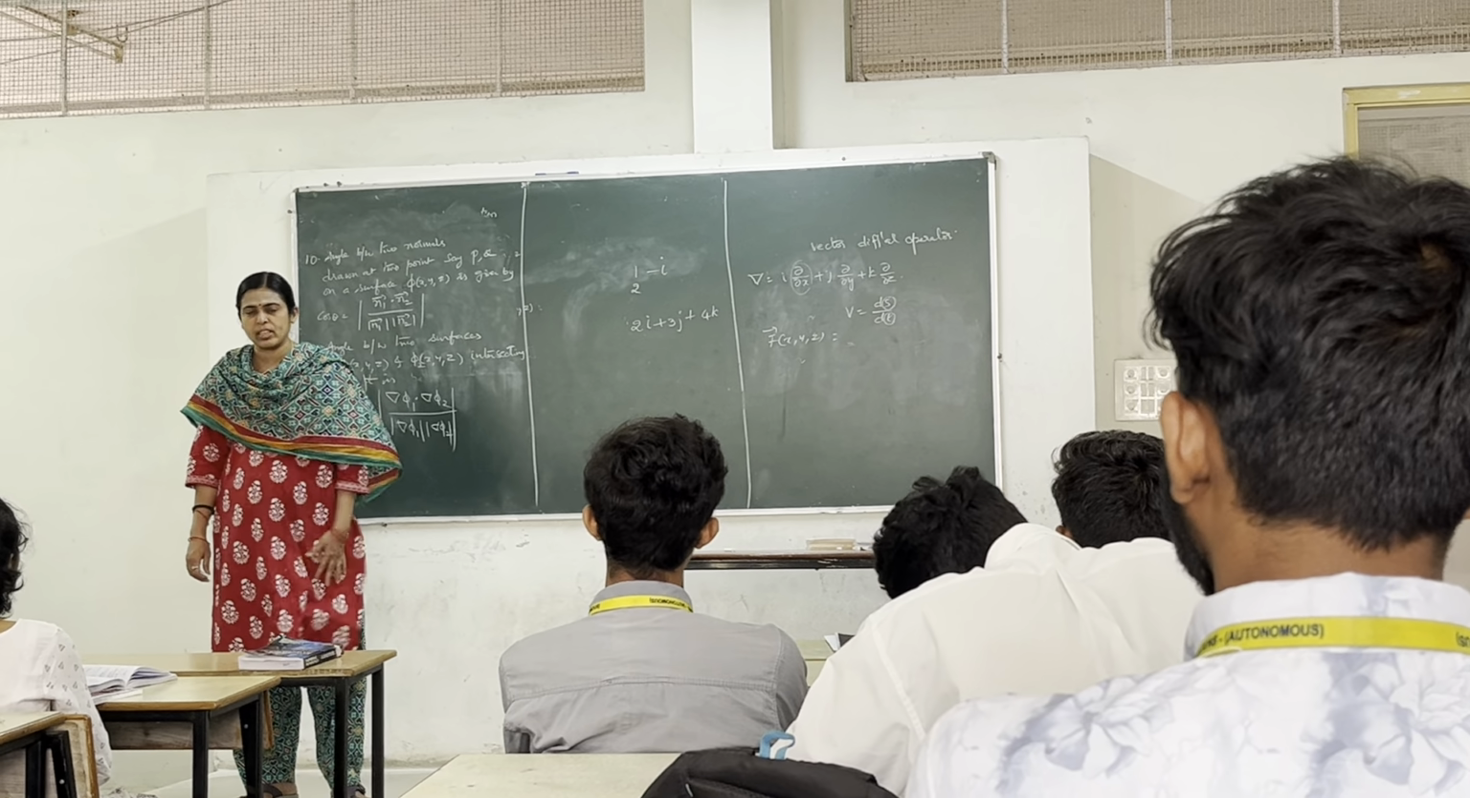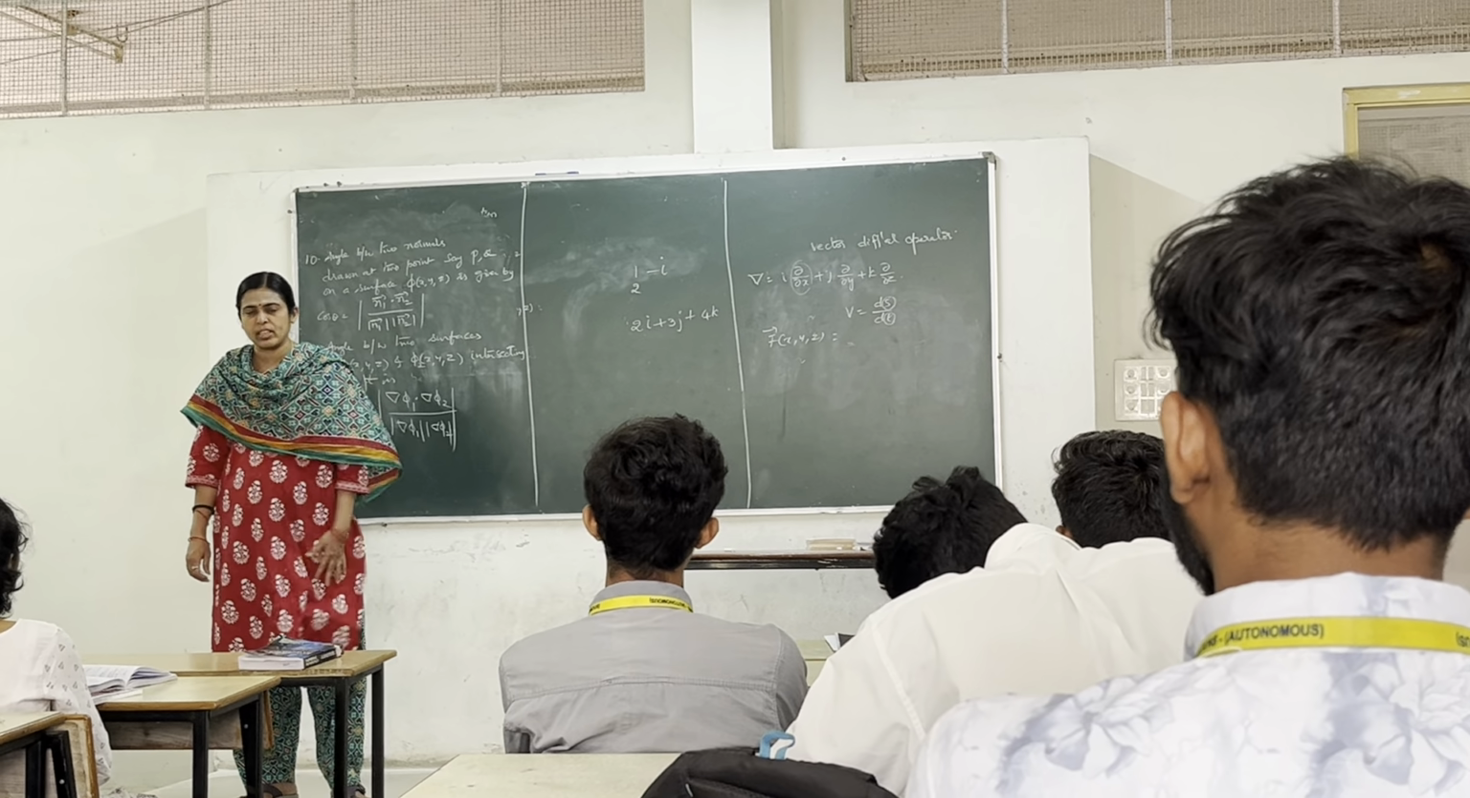Hope you understand. What is the next definition? Normal vector. This is nothing but the normal vector. In general, the normal vector to any surface is nothing but del phi. Just now I wrote the normal vector for any surface phi is given by i dou phi by dou x plus j dou phi by dou y plus k dou phi by dou z. I'll give you some more examples later. What is the next definition?